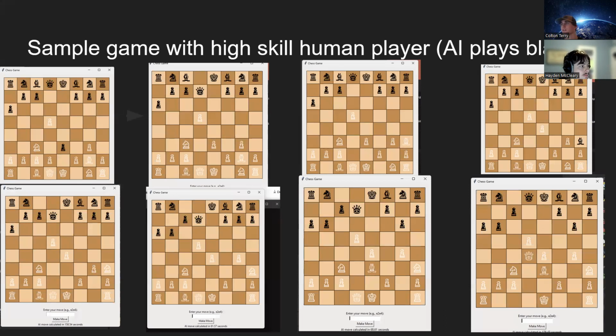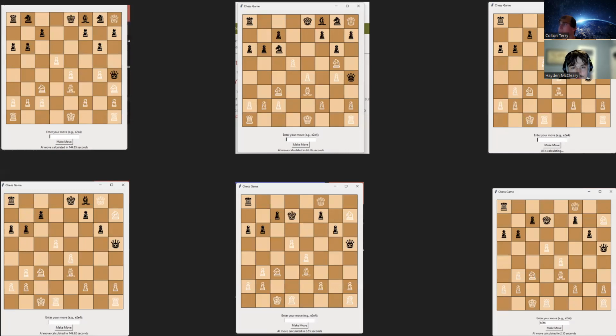And then lastly, here's a sample game with a highly skilled human player. The AI plays black. You can see on the bottom of each screenshot that there are varying times. Sometimes it took a minute or 30 seconds to play. Other times it took several minutes to play against a high level player, as this model looks 10 moves ahead, so it takes quite a bit of time to find the best move 10 moves ahead, especially against a high level player. Then here are some more of the screenshots.